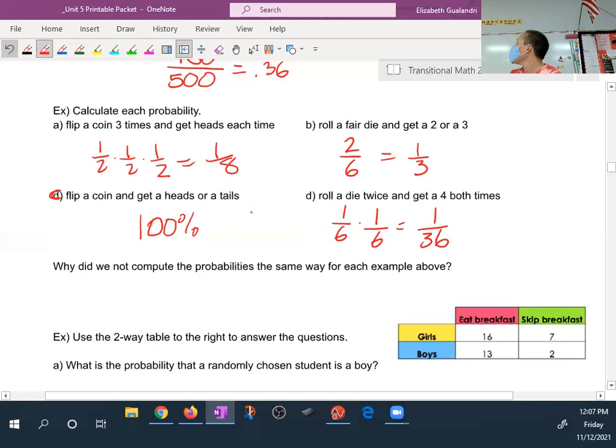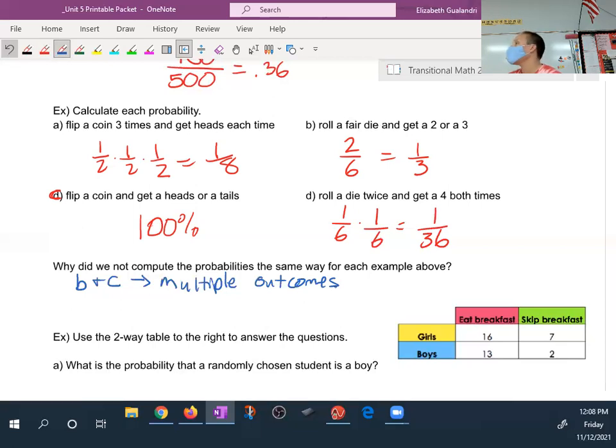So why did we compute these probabilities? Why did we not compute these probabilities the same way for each example above? Essentially, here's what I want you to write down. For B and C, there were multiple outcomes, not multiple events. I'm going to write down multiple outcomes: the heads or tails in 1 flip, the 2 or 3 in 1 roll. Multiple outcomes. Versus in A and D, there were multiple events.